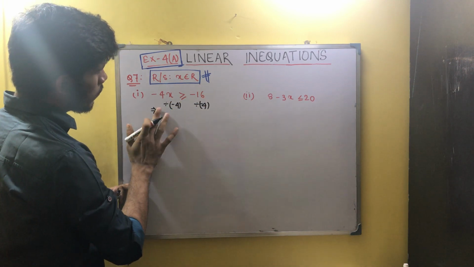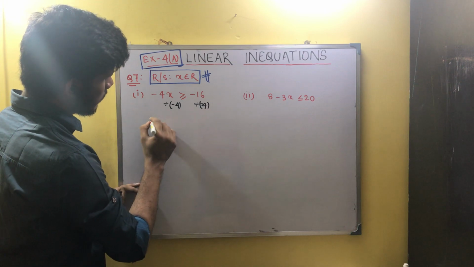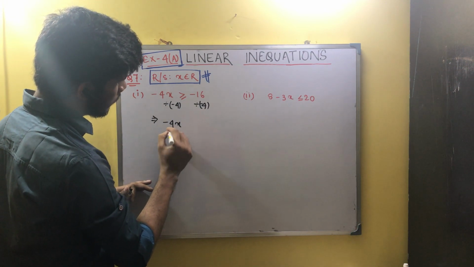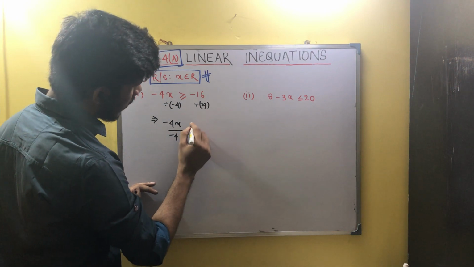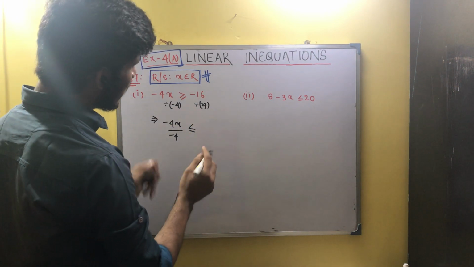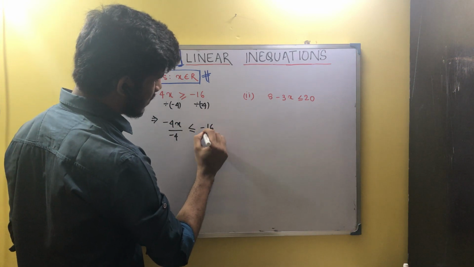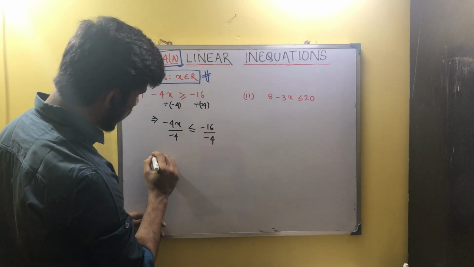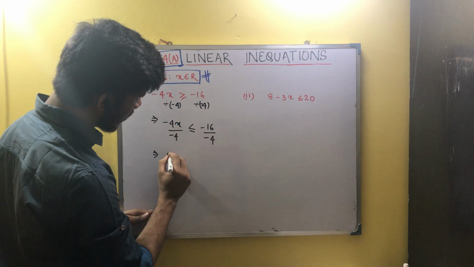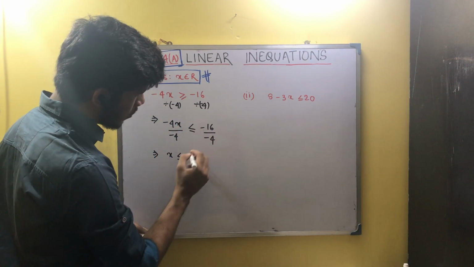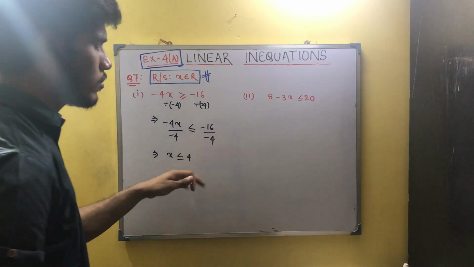Okay, so what you will be getting is minus 4x divided by minus 4. Now the sign of inequality will reverse itself since we have divided both the sides with the same negative number. So minus of 16 divided by minus of 4. The negative signs will cancel out, so we will be remaining with x is less than equals to 4.